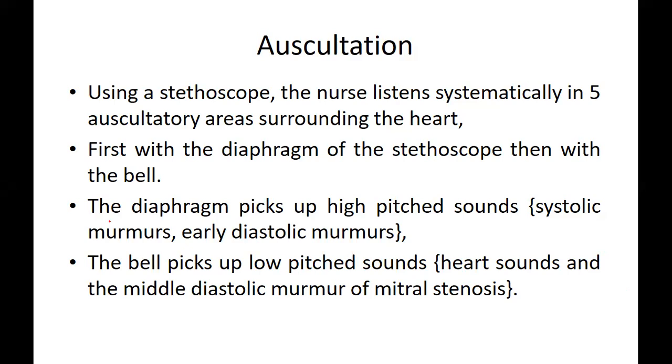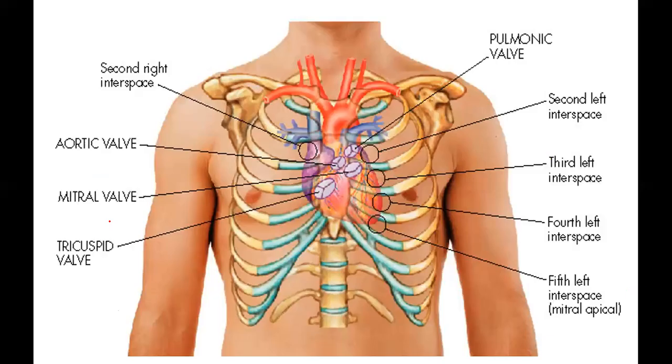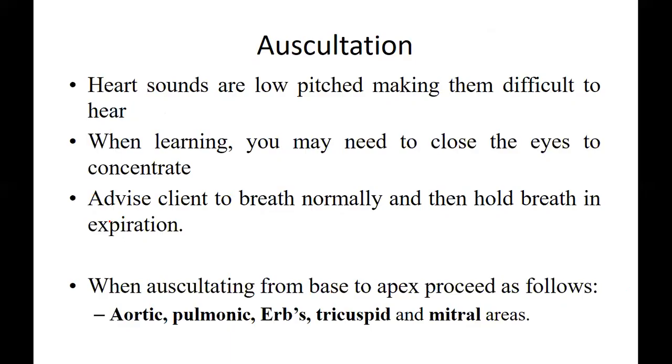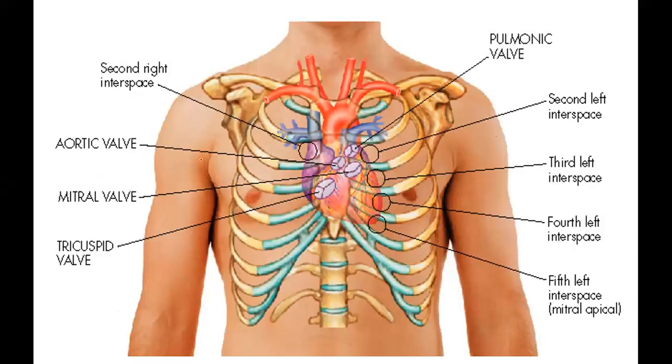I'll talk about these auscultatory areas shortly, using this diagram. So let me just come to this one right now. Notice here, we have the second intercostal space in the right parasternal border. This area is referred to as the aortic area. Sounds that are coming from the aortic valve can be heard more readily in this area. Second intercostal space, right sternal border.